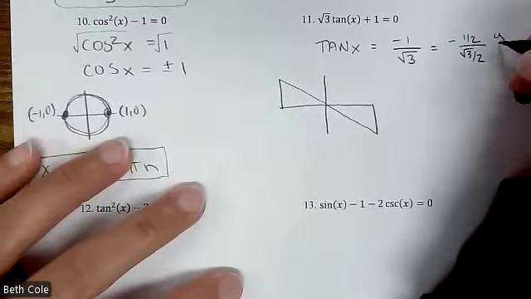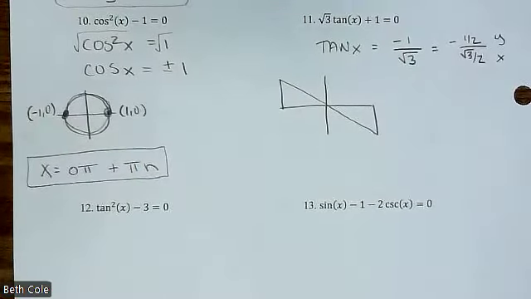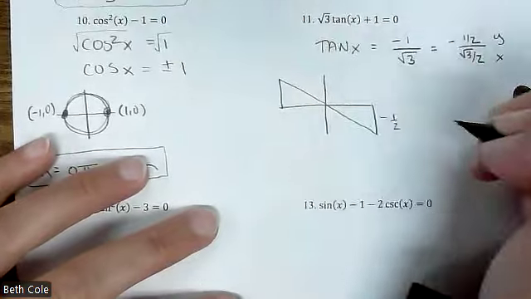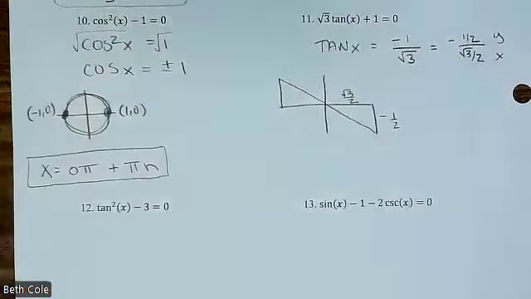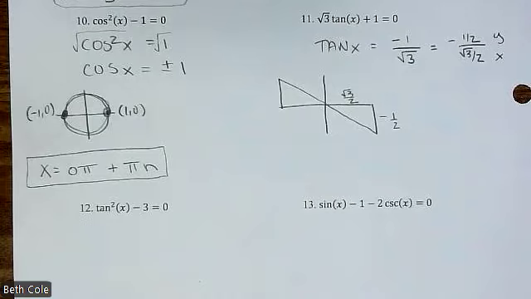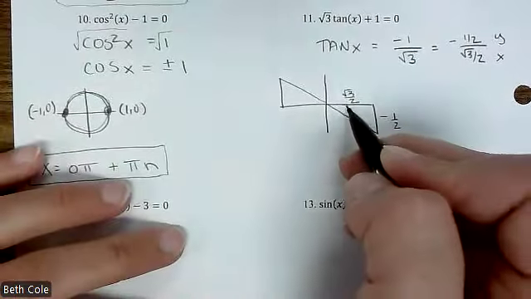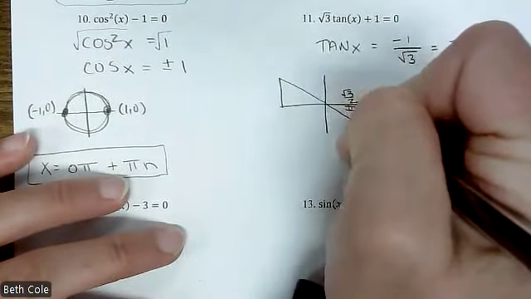Now, tangent is y over x. So that -1/2 is your y value, square root of 3 over 2 is your x value. And so here's the question to the whole thing. What is the angle that you get there? Pi over 6, perfect.